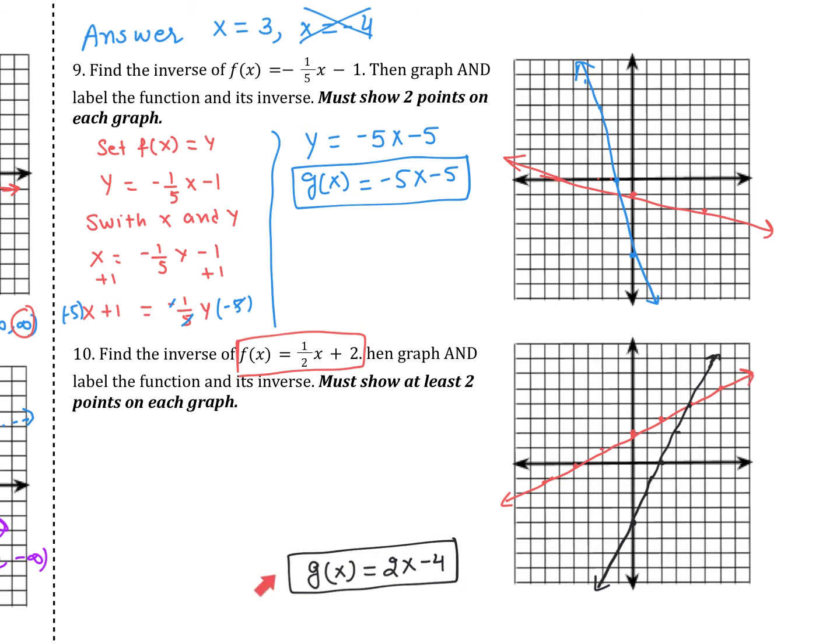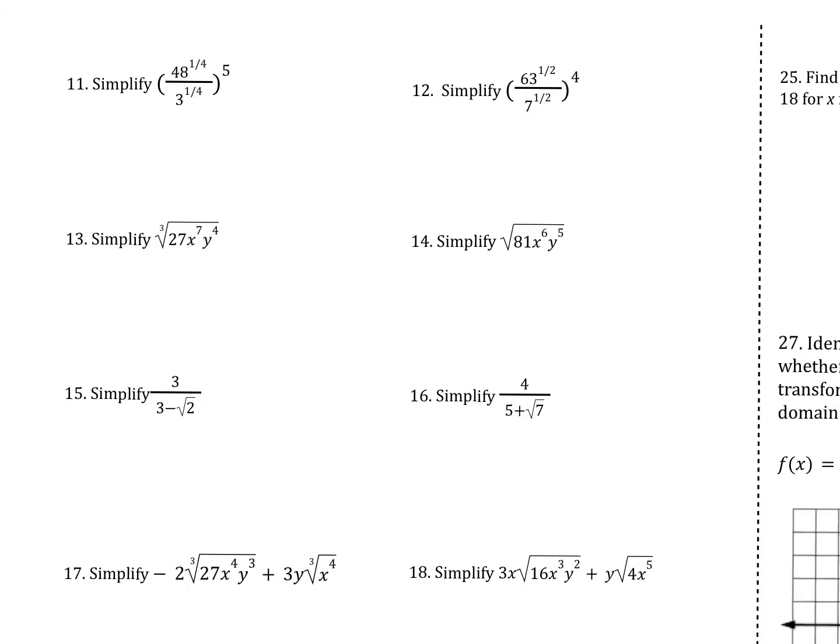When you graph the g(x), which is the inverse function, you start from negative 4, go up 2 over 1, up 2 over 1, and they cross here, where the line of reflection is obviously the y equals x line. So for question number 11, you're going to simplify this exponent.